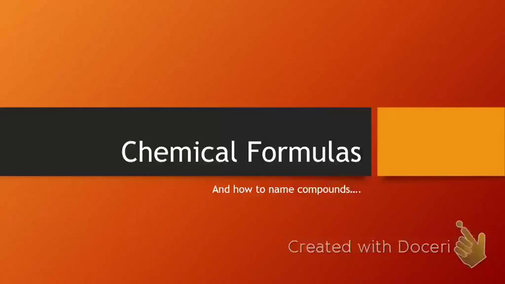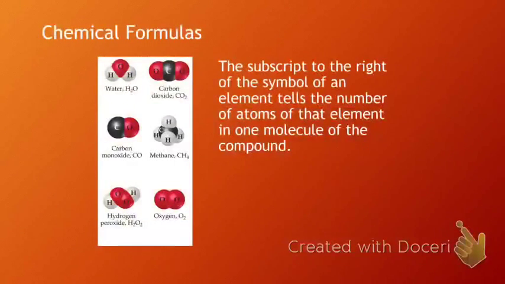We're going to talk about chemical formulas and how to name compounds. First off, a chemical formula, and we're going to talk about the two different types. There's the molecular formula and the empirical formula. But the chemical formulas tell you the ratio of the number of atoms of particular elements in a molecule. So actually, it just tells you how many atoms of those elements there are in that compound.